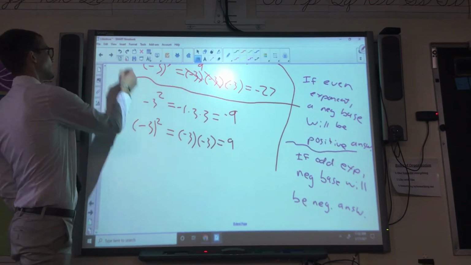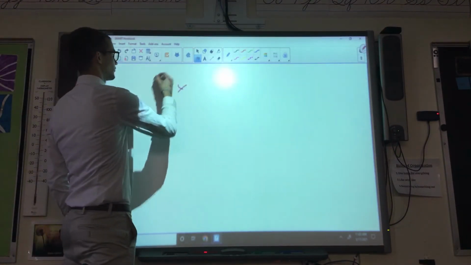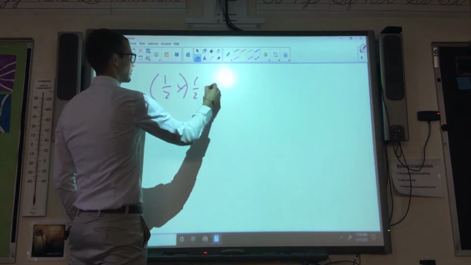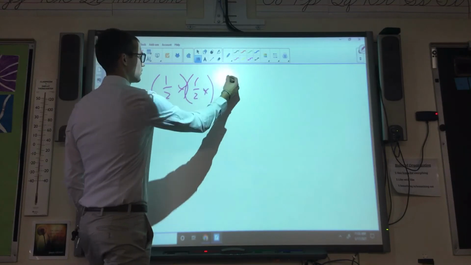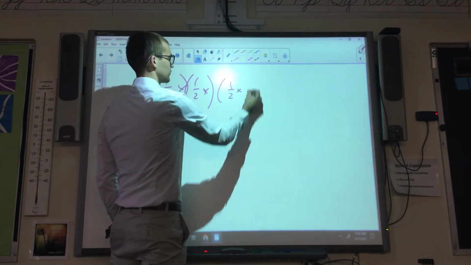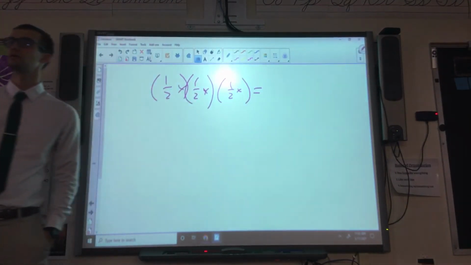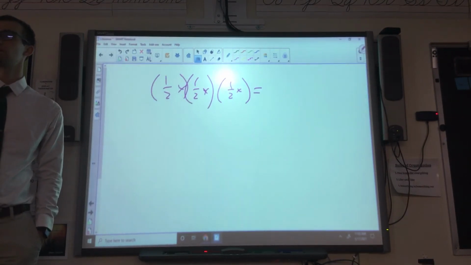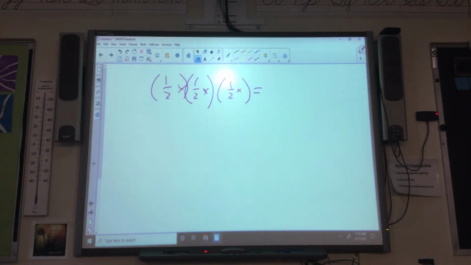Okay. What if I have 1/2 x times 1/2 x times 1/2 x? What does that look like? That's weird. I can't. Because it's 1/2 x times 1/2 x times 1/2 x. What is it?